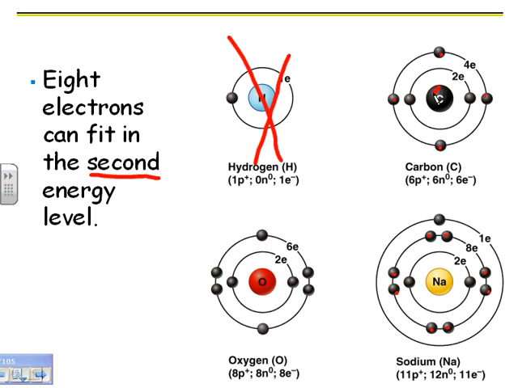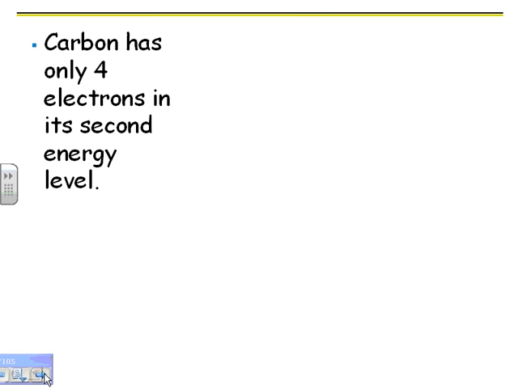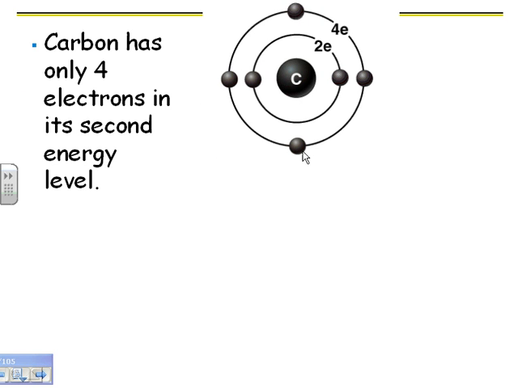Exactly. So carbon has 6 protons altogether, so it's going to have 2 here plus the 4 out here. Makes 6. But it needs how many to make itself stable in this second shell? 4. It needs 8 total, or 4 more. So carbon has only 4 electrons in its second energy level.